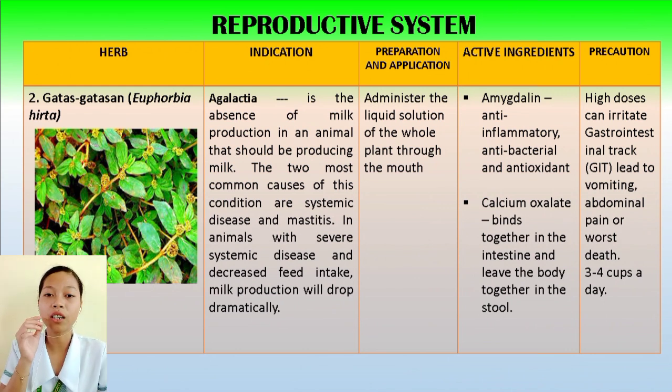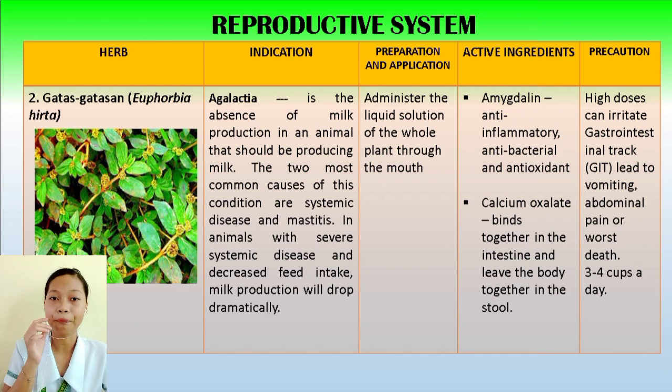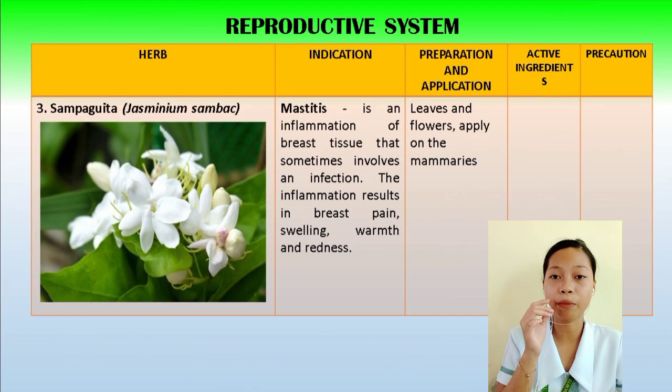Calcium oxalate, matong gimension kaina, it binds together in the intestine and leave the body together in the stool. Precaution: high doses can irritate gastrointestinal tract that leads to vomiting, abdominal pain, or worse, death. It is because once too much na ang presence of amygdalin sa body, it will release cyanide that leads to poisoning. In short, napolisijay toxin. That is why it is advisable to administer 3 to 4 cups only of this herb a day.